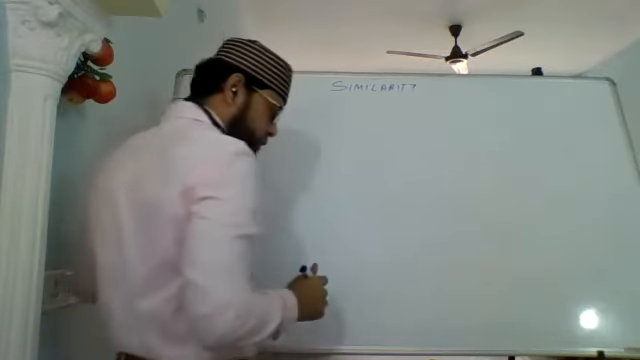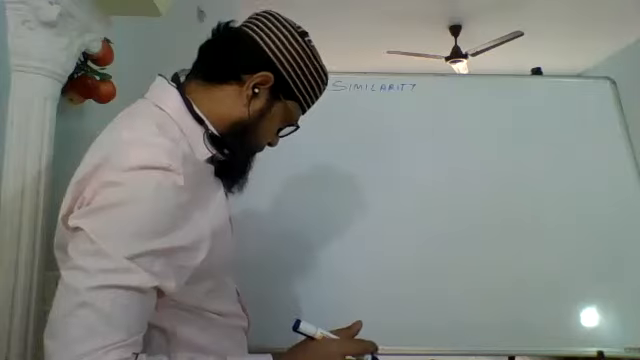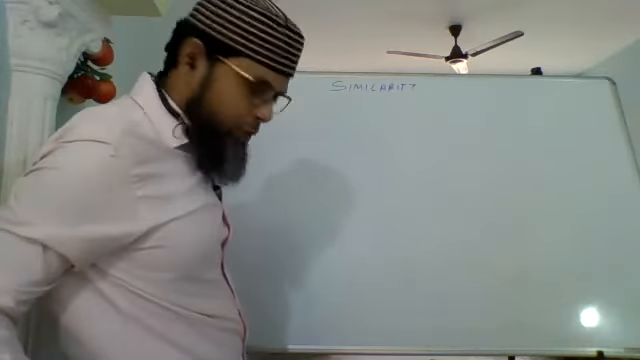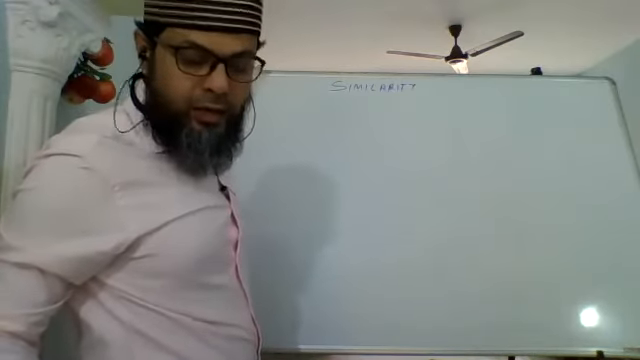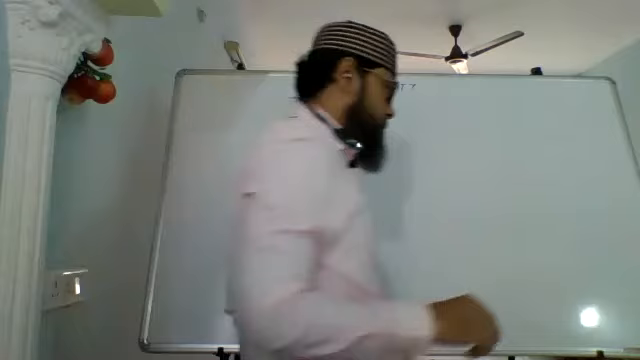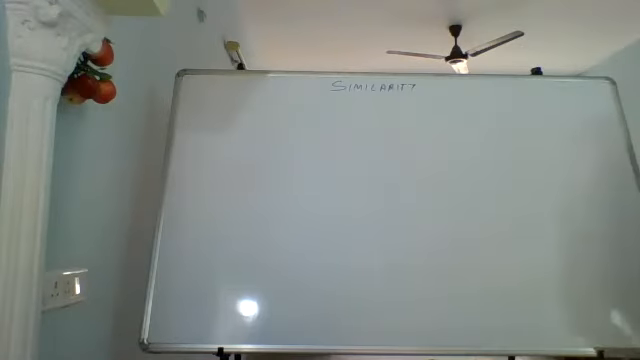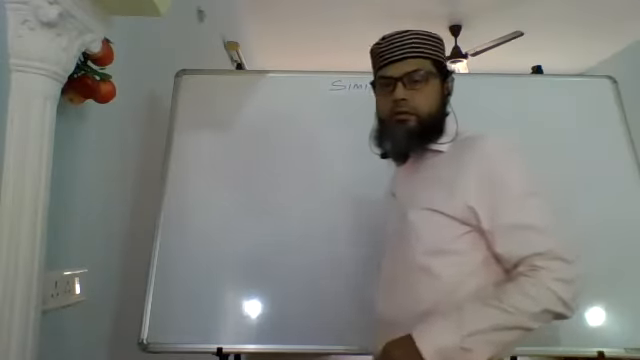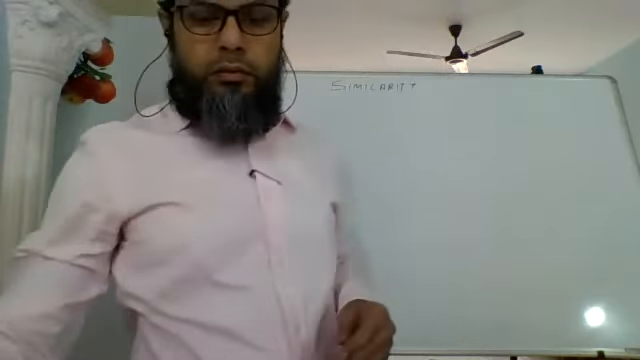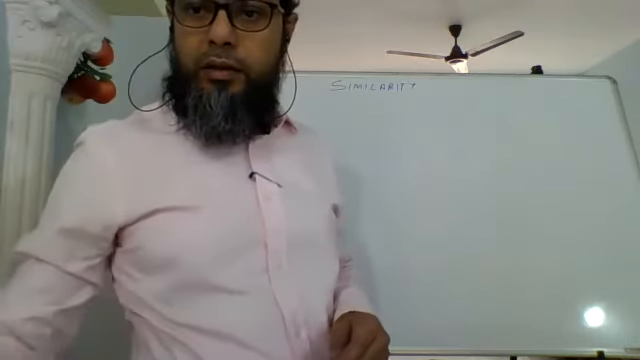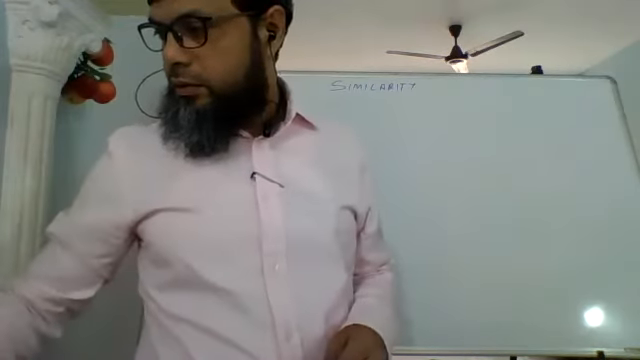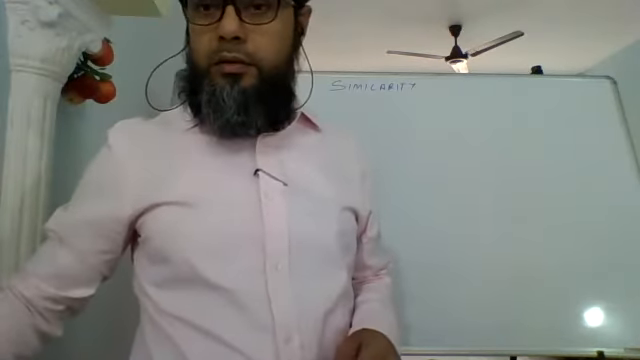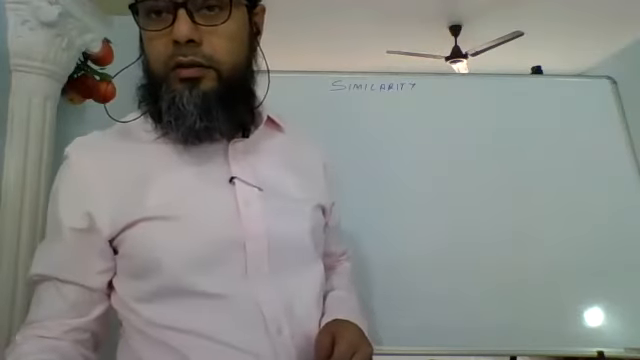Not other figures. So let's look at similarity in triangles. That's what we are going to do. Now, what is the formula for area of a triangle? Anyone? Side into side? That is a square. Side into side is not.